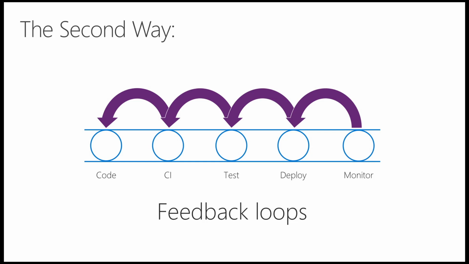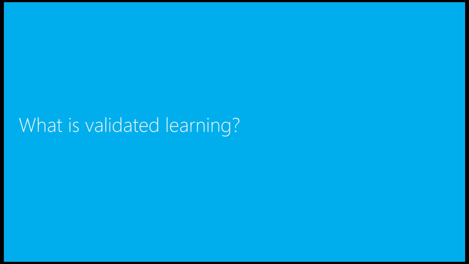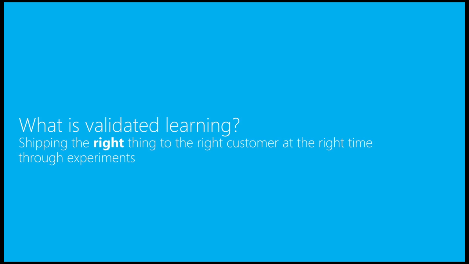Now, if we have a great systems orientation, and if we have really great feedback built into our system, we can then achieve the third pillar of DevOps, which is validated learning. Now, what is validated learning? It's a very peculiar and specific phrase. Validated learning is about shipping the right thing to the right customer at the right time through experiments. It is about us truly being scientists: having a hypothesis, experimenting, measuring what happened, and then adjusting our course. And this is very important.